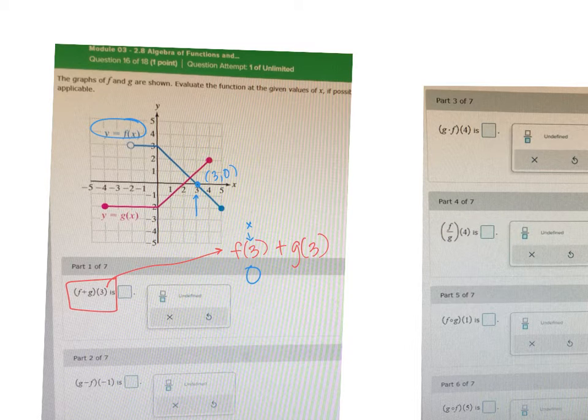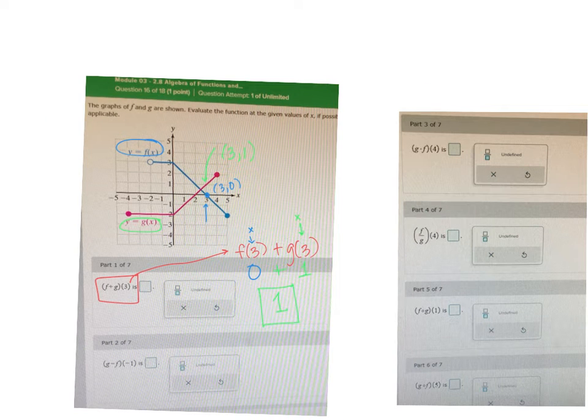Then I need to find out what g of 3 is. So g of 3, again, it's telling me when my x value is 3, what's going on with my other function. So g of x is this other pink function, and it looks like when x is 3, I'm at a y value of 1, so 3, 1. That means g of 3 is equal to 1. So if we add these guys together, we're going to get 1 as our answer.